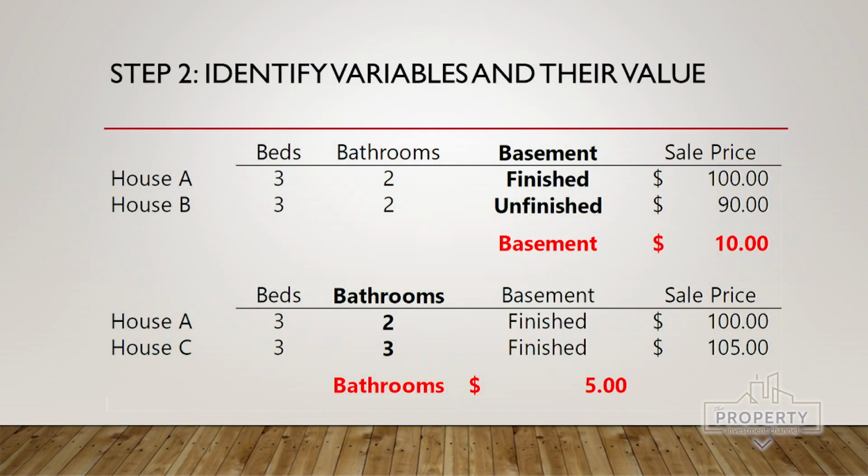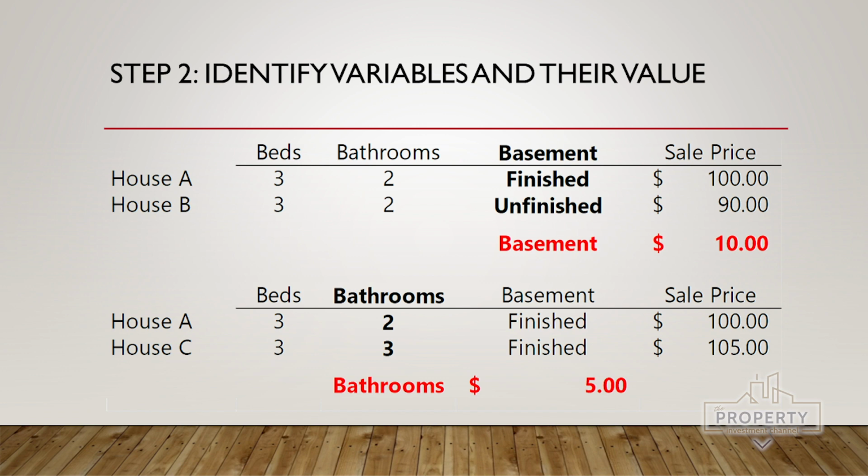To do that, we're going to look at the comparable properties that have sold. And the reason why we're using the ones that have sold is they are market proven prices. Take a look. House A, House B. The only difference there is one has a finished basement and one has an unfinished basement. So we take a look at the difference in the price. $100 with a finished, unfinished, you get it discounted $90. So we know that the market will pay $10 for a finished basement.